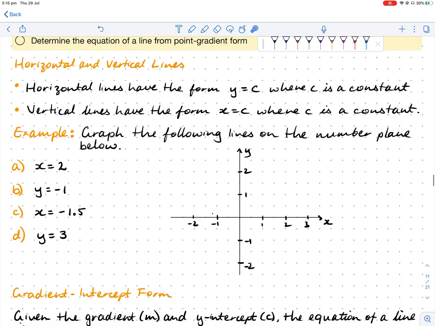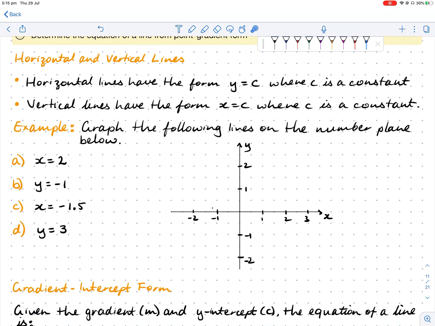So let's get started. So when we're looking at horizontal and vertical lines, if we're looking for a horizontal line, which is a line going in this direction, it's got the form y equals c. So if I look at any horizontal line on a number plane, and I were to find all those coordinates of all the dots on that line, what you'll see is the thing that's the same in all of them is the y value. So the x value will change, but the y value stays constant. So that's why we've got the equation y equals c.